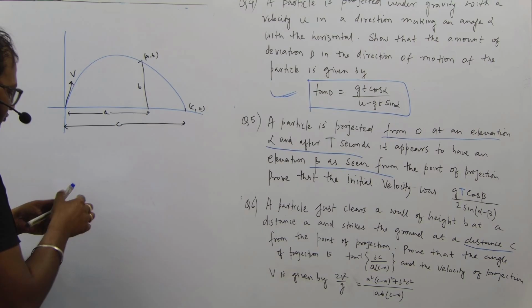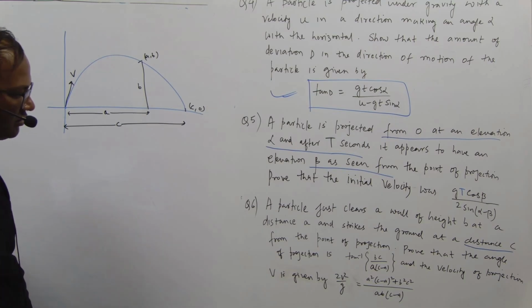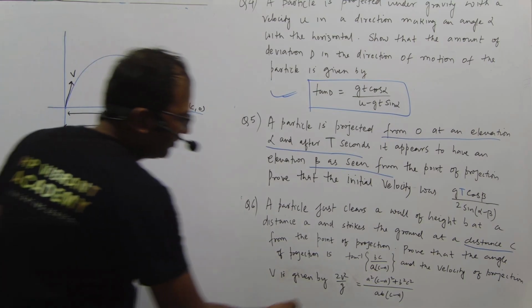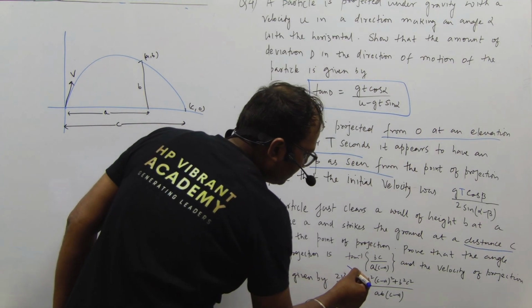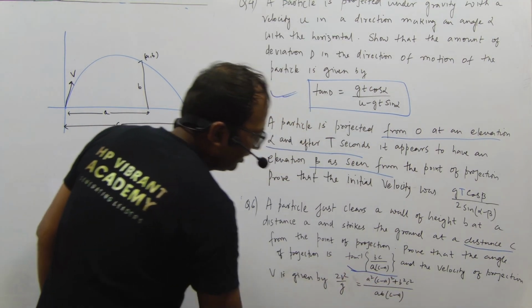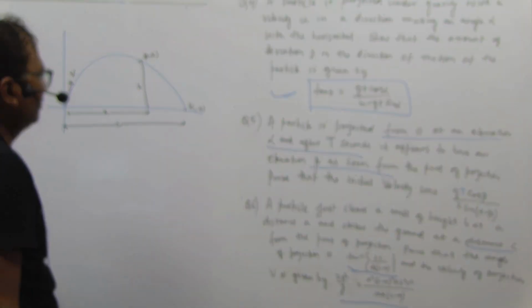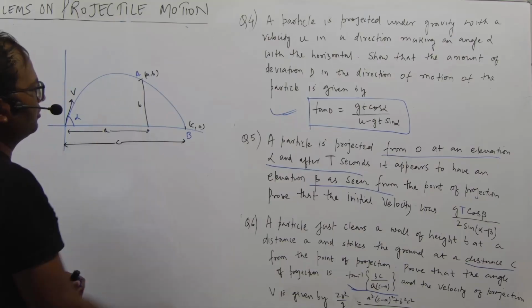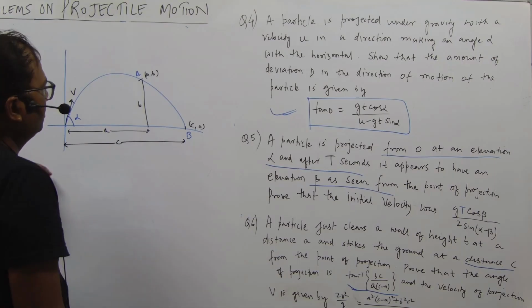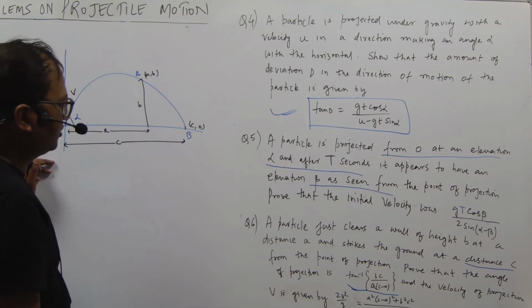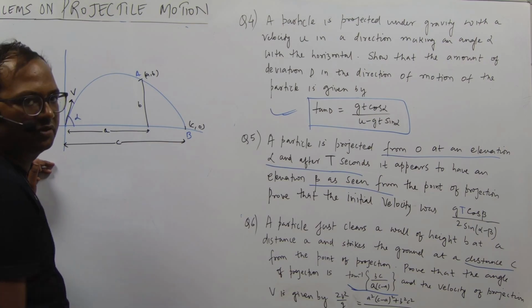Okay, so what we have to show is that the angle of projection, alpha, is given by this particular expression, and the velocity of projection is given by this particular expression. This question we can solve with the equation of trajectory. So let us write down the equation of trajectory.